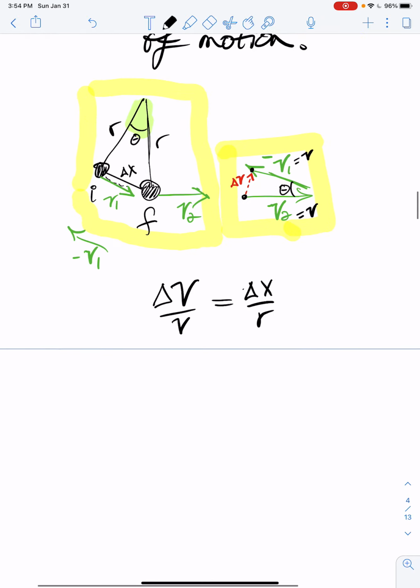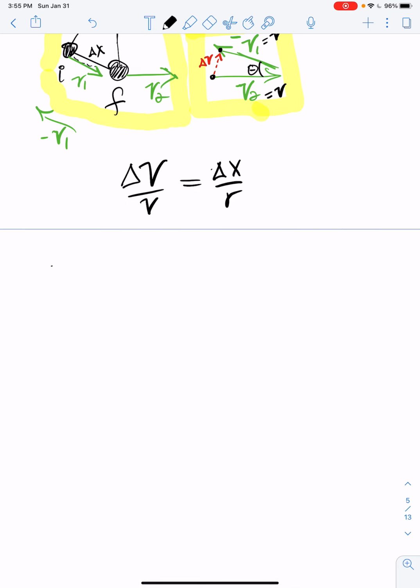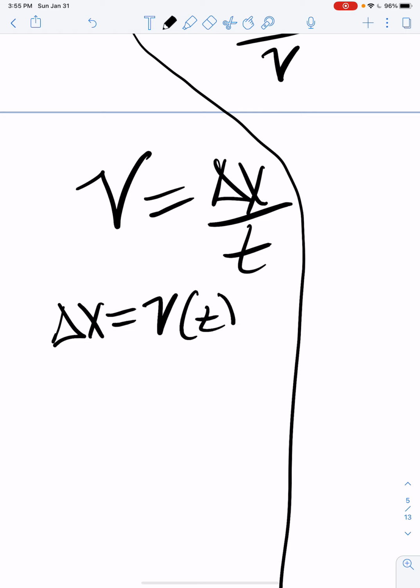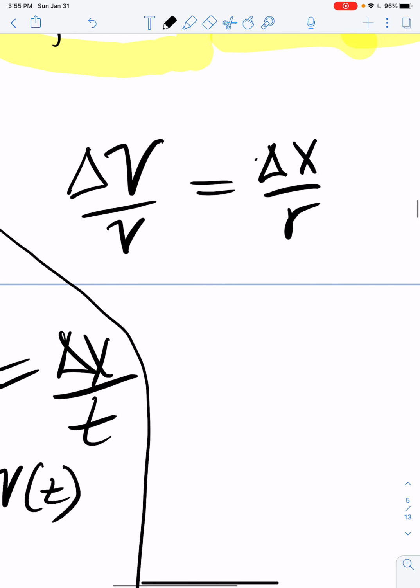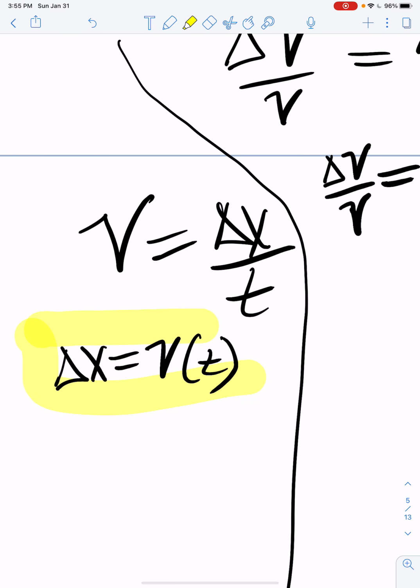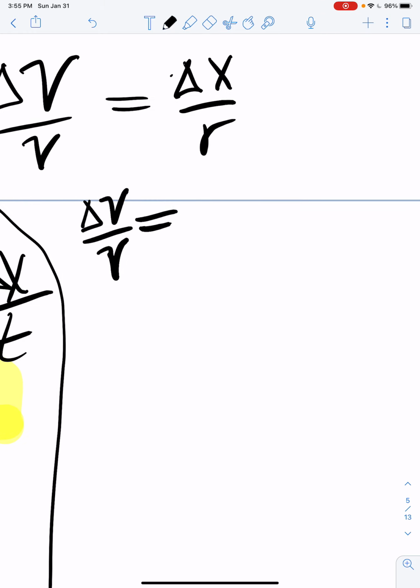All right, then I'm going to remember that v is equal to delta x over t, and delta x is equal to v times t. I'm going to make the substitution. So I'm going to say that delta v over v is equal to, I'm going to sub in for delta x, v times t. So instead of writing delta x right here, I'll write v times t over r.